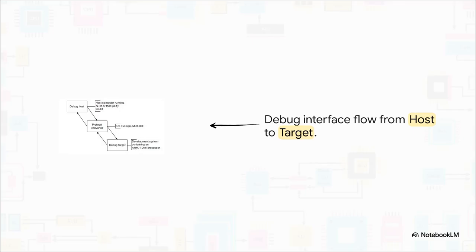To put that into perspective, in the real world, this involves a human operator using a debug host, basically a regular PC running software like the ARM debugger for Windows. This host issues high-level, human-readable commands which pass through a protocol converter. That converter translates those commands into the low-level electrical JTAG signals that the debug target, the actual ARM processor, can understand. It's a literal translation bridge connecting our macro world to the micro world of the chip.